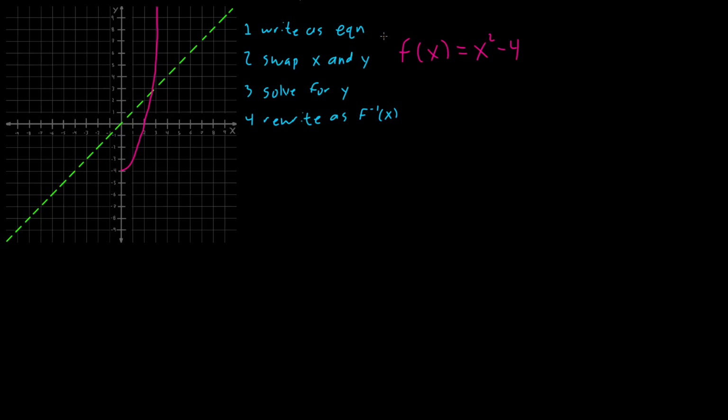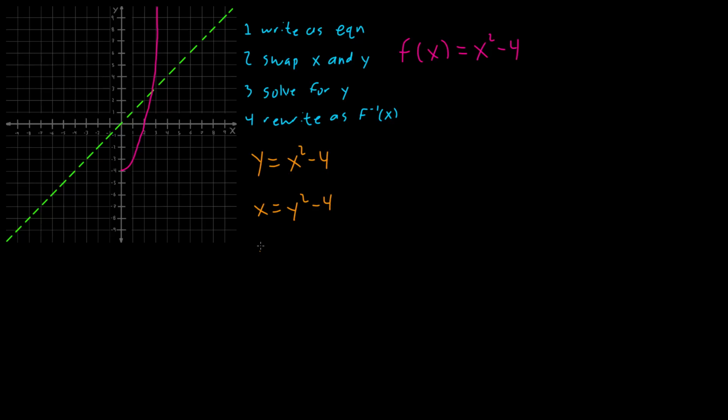So number one, we rewrite it as an equation. We're going to have y is x squared minus 4. Step 2, swap x and y. We've got x is y squared minus 4.